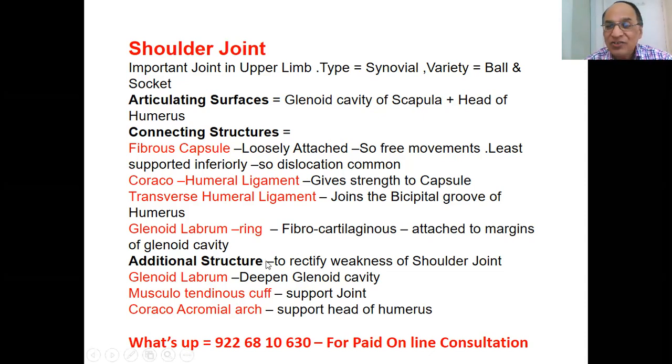Now there are additional structures. Why? Because to correct the weakness of the shoulder joint. Shoulder joint is a weak joint. Remember, W-E-A-K, weak joint. So there is the glenoid labrum that deepens the glenoid cavity. Musculotendinous cuff supports the joint. Coracoacromial arch supports the head of the humerus.